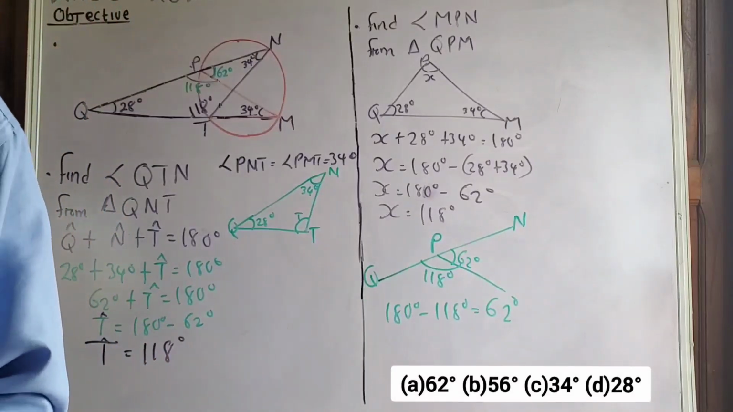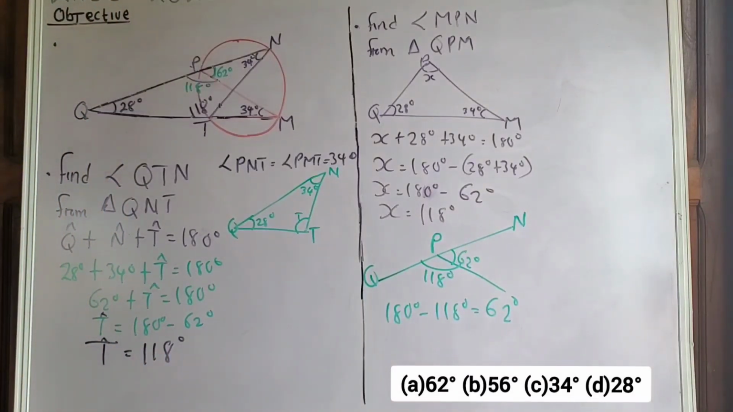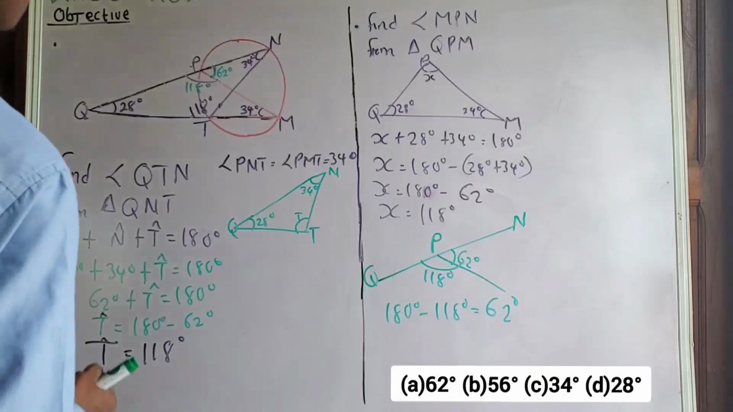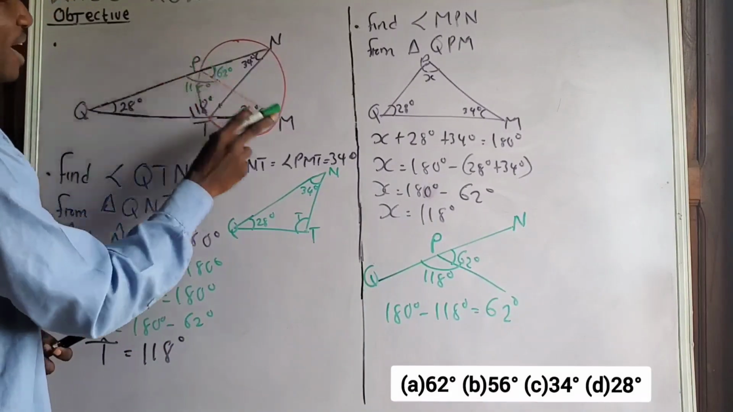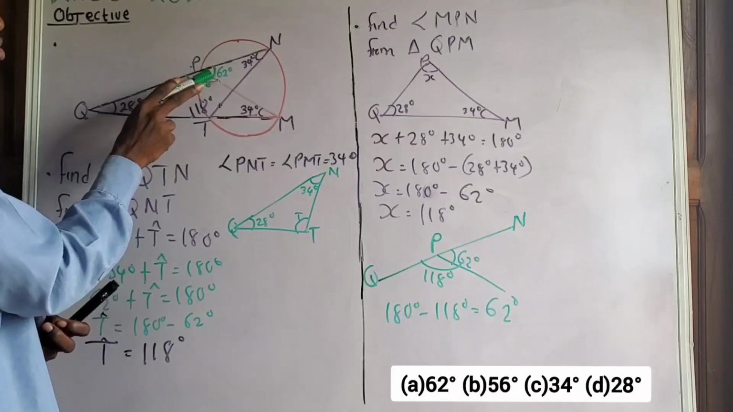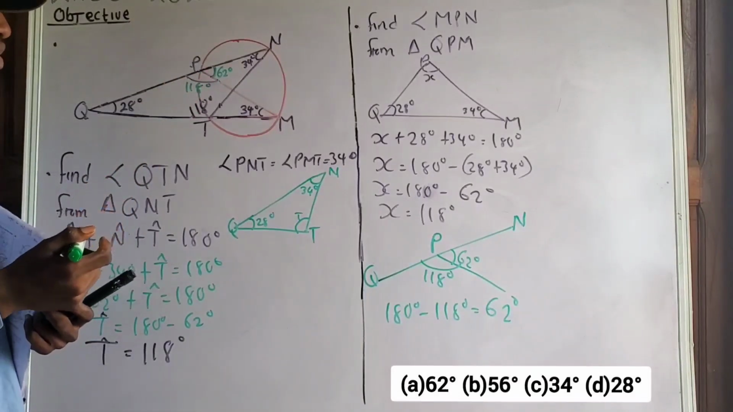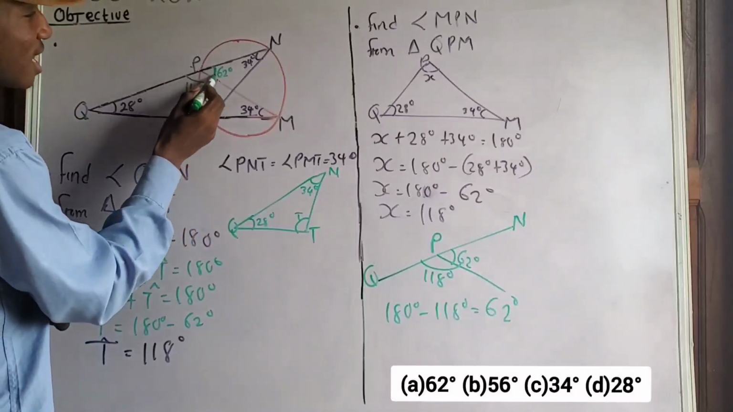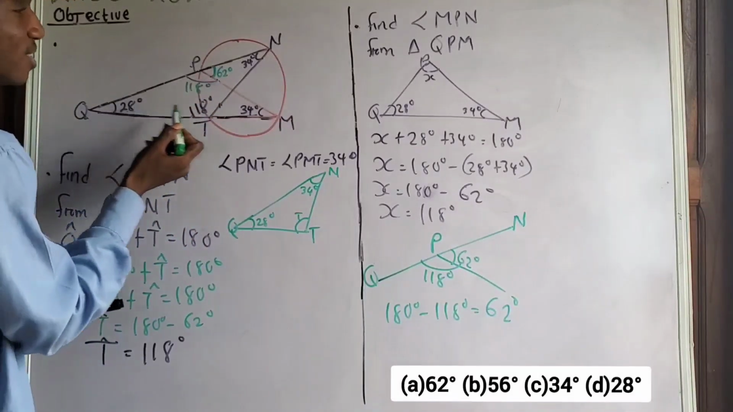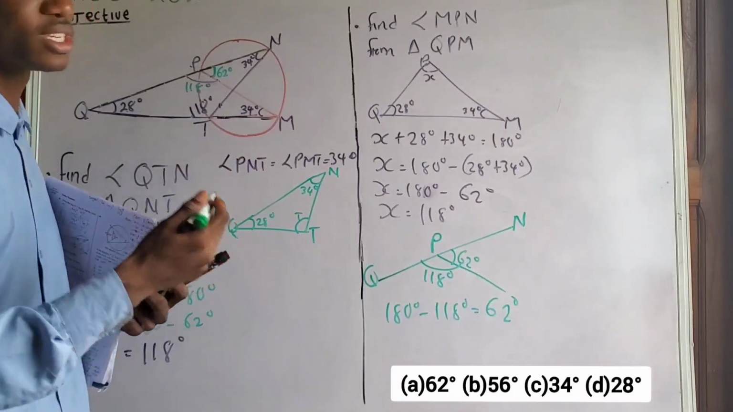You can do it in another way by using the exterior angle of a triangle. If you use the exterior angle property of a triangle, this angle is exterior to triangle QPM, and an exterior angle of a triangle is equal to the sum of the two opposite interior angles. So that means the angle that I'm looking for is equal to the sum of this angle, 28 degrees and 34 degrees. That will also give us 62 degrees.